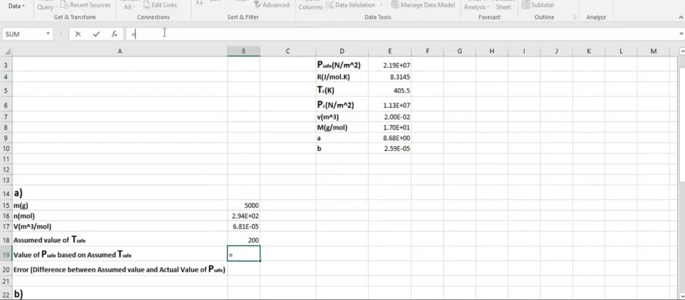We'll have equal to, this is the first big bracket, and then this is the bracket for the numerators. We have R multiplied by T, which will be our assumed value of T safe, and then you close your bracket and divide by this V minus b. V is your capital letter V, minus your value of b. And then you close all these brackets.